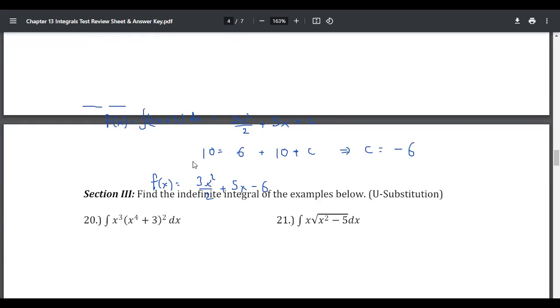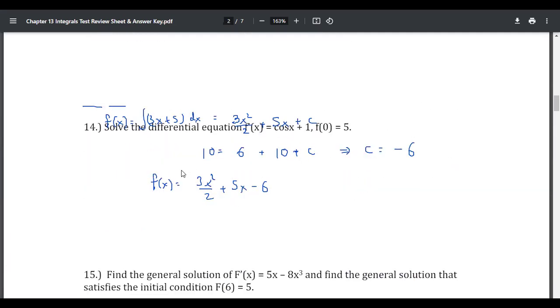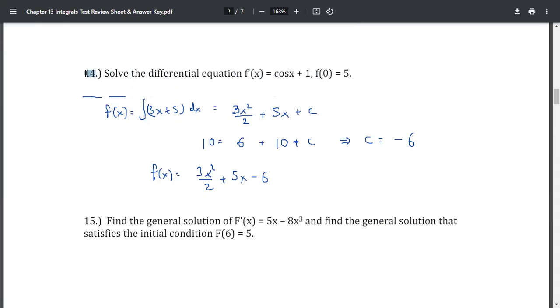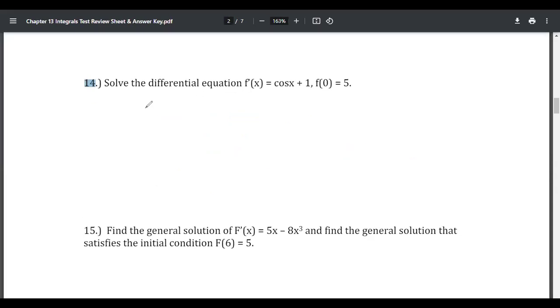I'm going to do one with trig and then one with higher orders. Let's do this one, number 14. Solve the differential equation f prime of x equals cos of x plus 1, f of 0 equals 5. The integral of cos of x plus 1 dx gives sine of x plus 1x plus c.